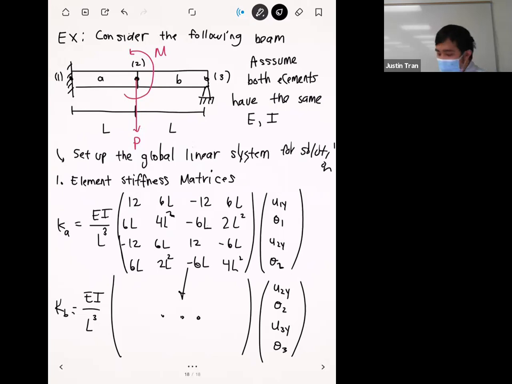Even though we have this EI over L cubed factor out in front, and technically that multiplies through everything, when you're working these problems through by hand, I would actually recommend that you keep the EI over L cubed on the outside, just because otherwise it's going to get really messy writing in all these values in the matrices. So keep it on the outside, but just remember that when you go to assemble, to properly account for that factor. All right. Any questions on this?